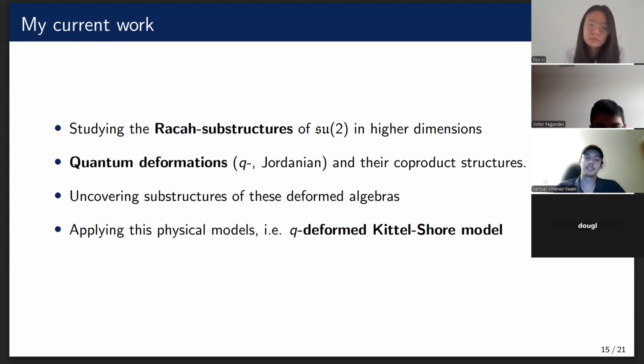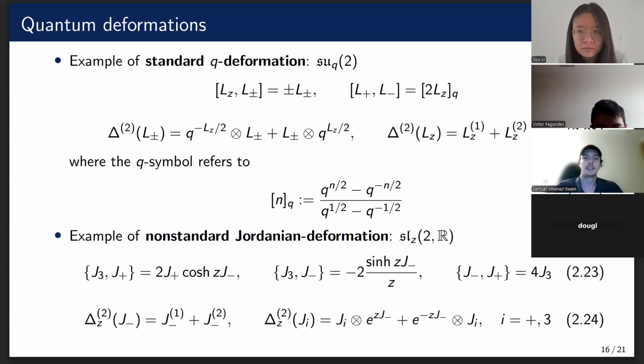But my main focus as of late has been with so-called quantum algebras, or quantum deformations of algebras, and studying how this affects the underlying symmetry algebra, especially in cases where the underlying symmetry algebra was the Racah algebra. Now, to understand this notion of quantum algebra, I'll introduce two examples here that I've been considering.